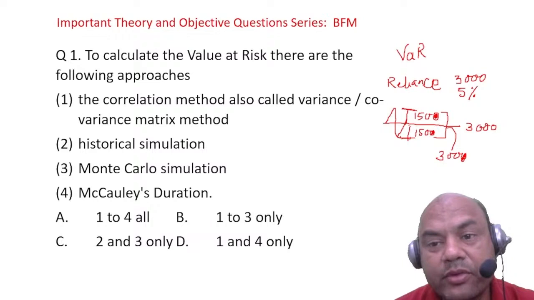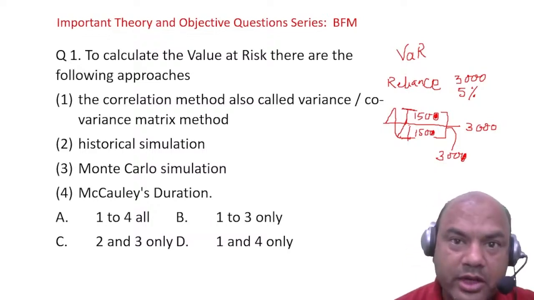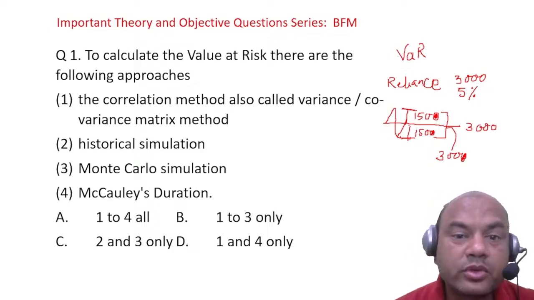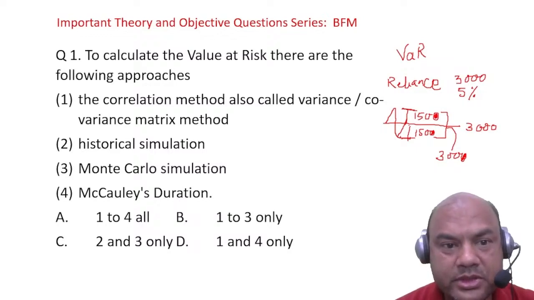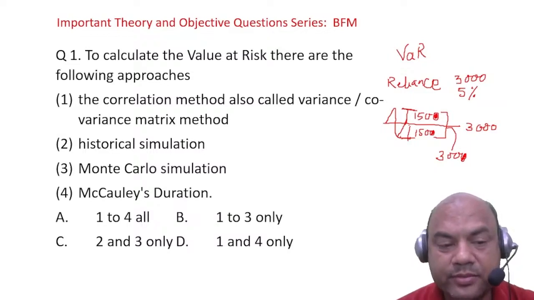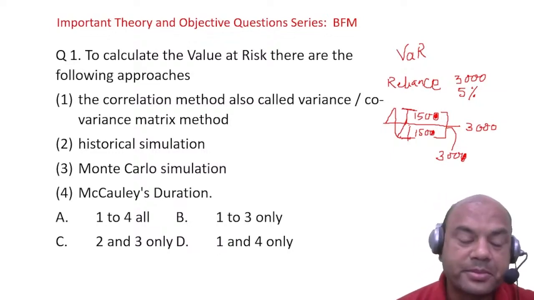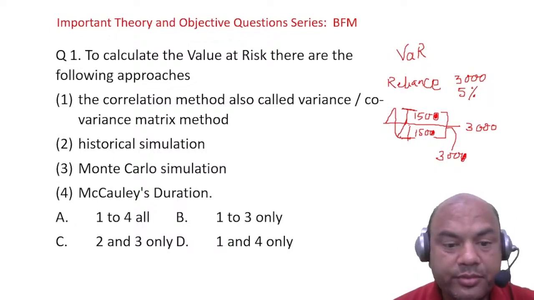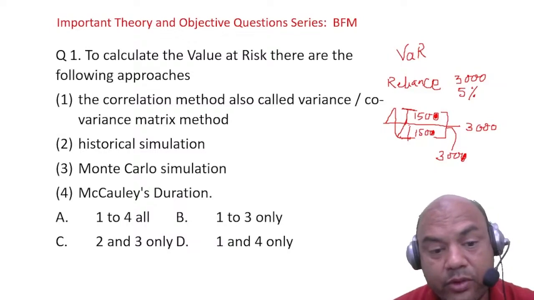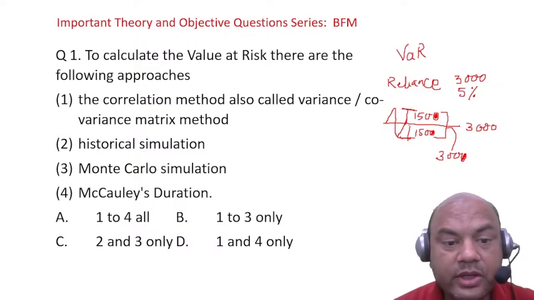Now this example I gave you for Reliance, a stock. It can be a commodity, it can be a dollar, it can be gold, anything. So to calculate the VAR, there are the following approaches: correlation method, also called variance or covariance matrix method, historical simulation method, Monte Carlo simulation method, and Macaulay's duration. So the options are: A is 1 to 4 all, B is 1 to 3 only, C is 2 and 3 only, and D is 1 and 4 only. This is not 1 to 4.